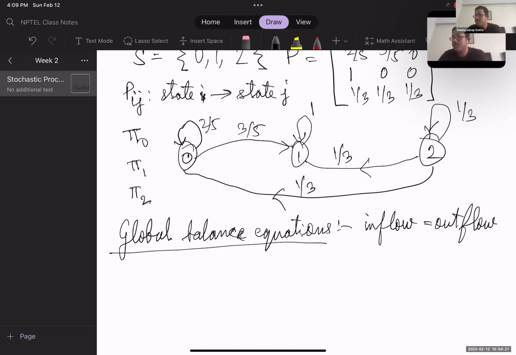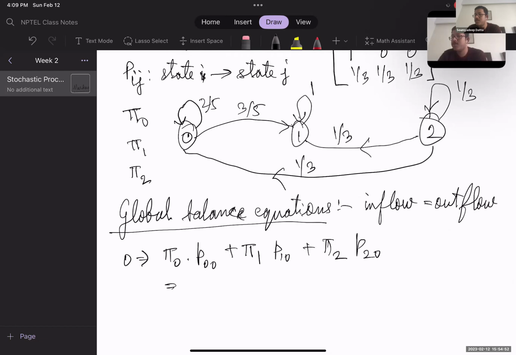So let's say at state 0, the inflow will be pi 0 times p00, plus pi 1 times p10, plus pi 2 times p20. This has to be equal to the outflow. So this is the rate at which we have an inflow into state 0, and the outflow will be pi 0 times the probability that will go out, so p01 plus p02.